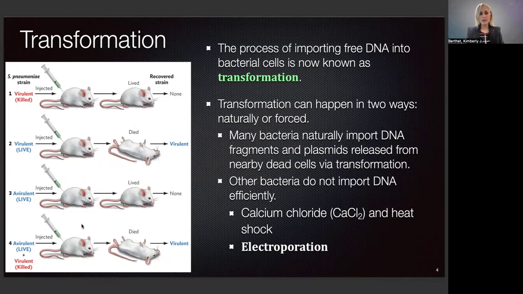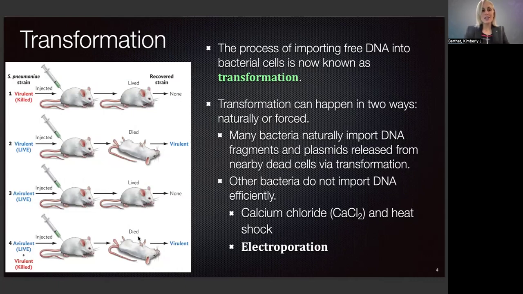So what's actually going on here is that the avirulent living microorganism is able to pick up DNA from the virulent killed microorganism. So the killed microorganism has lysed open, and as it's lysed open, it's released its genetic information around it. And the avirulent microorganism has been able to grab that genetic information from its surrounding environment, take in that DNA. And some of that DNA is what causes these microorganisms to be virulent. So we see a transformation from avirulent to virulent, which ends up killing the mouse.